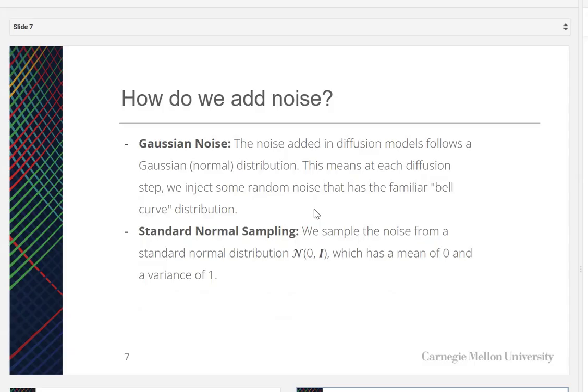So how do we add noise? The noise added in diffusion models follows the Gaussian distribution, which means at each diffusion step, we inject some random noise that has this familiar bell curve distribution. And the sampling is standard normal sampling, where we sample the noise from a standard normal distribution, which has a mean of 0 and variance of 1.